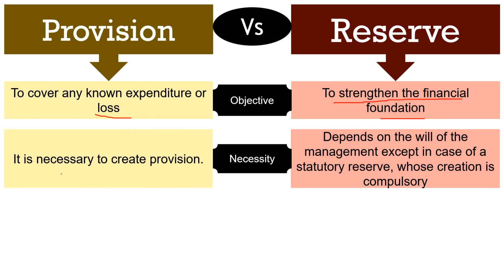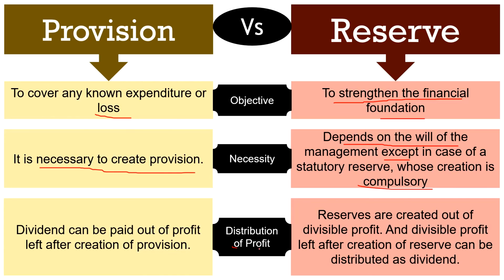Necessity. While creation of provision is a legal necessity, so it is necessary for a firm to create provision. Conversely, creation of reserves is discretionary. This means that it depends on the will of the management of the company, except in case of a statutory reserve, whose creation is compulsory. Next, distribution of profit. Dividend can be paid out of profit left after the creation of provision. On the other hand, reserves are created out of divisible profit, and divisible profit left after the creation of reserves can be distributed as dividend.